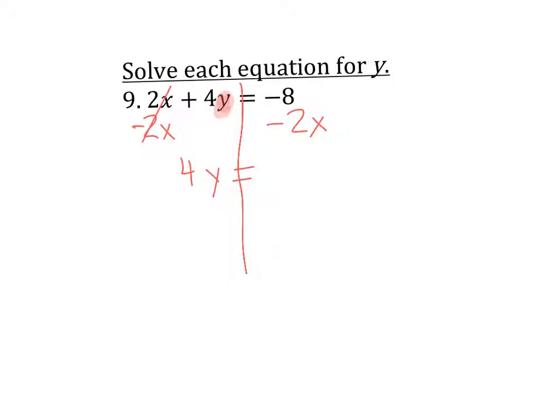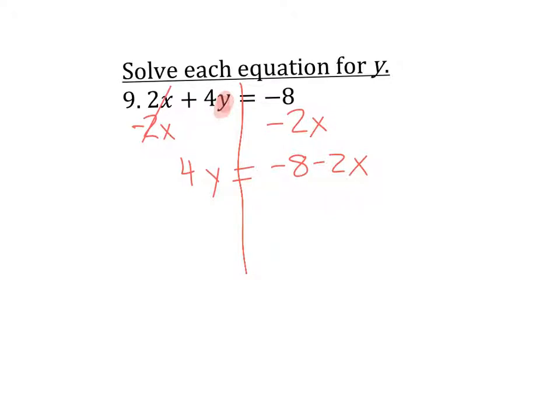Negative 8 and negative 2x are not like terms because they don't have the same variable. So I write what I see, negative 8 minus 2x. There we go.